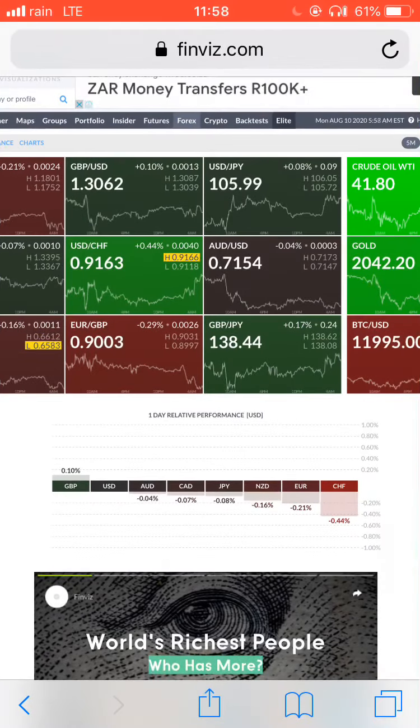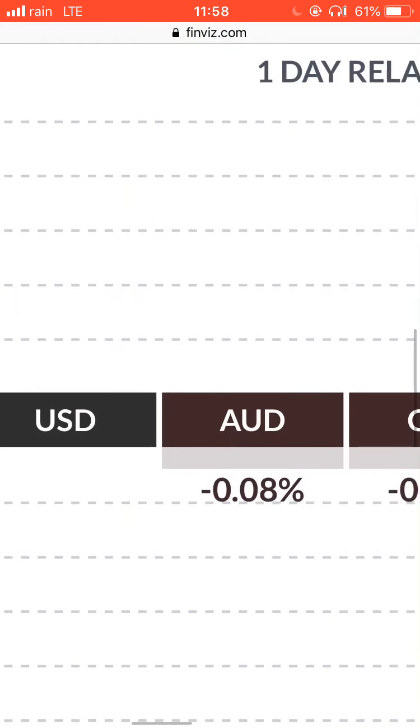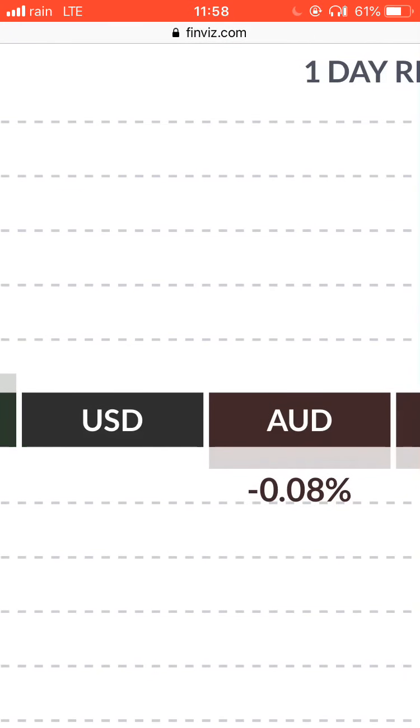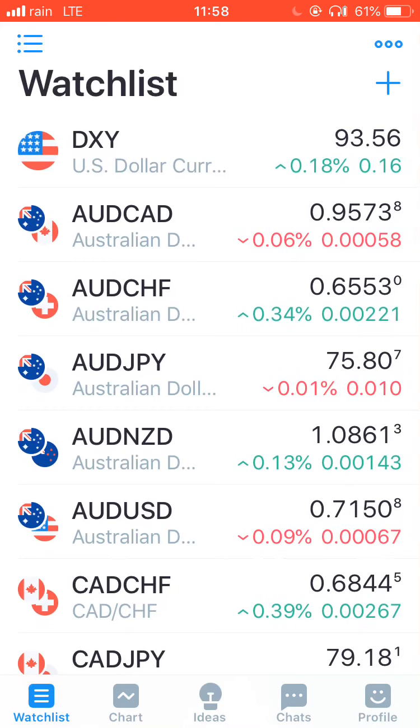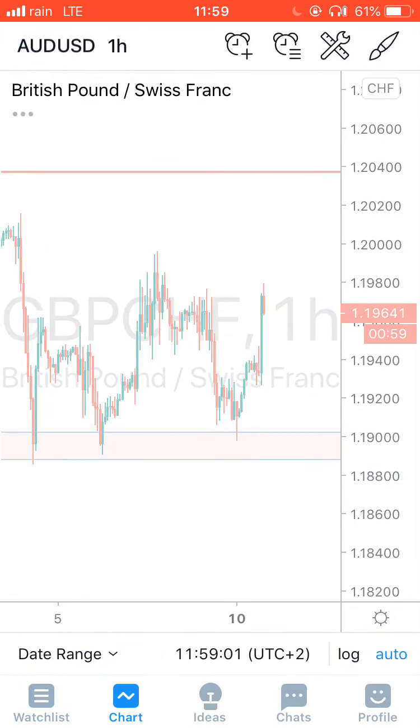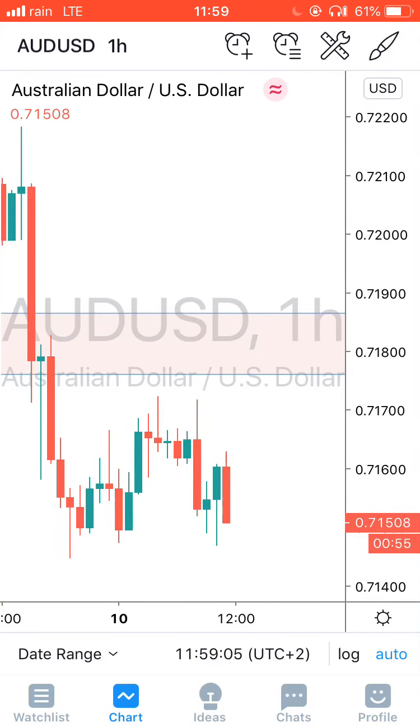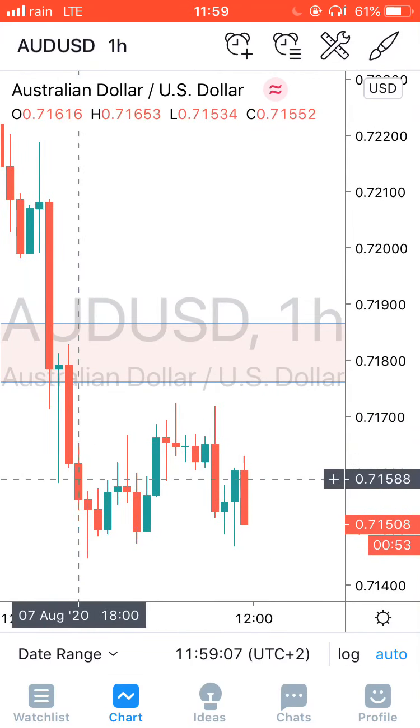Now, if I go back to FinViz and, for example, I want to trade AUD USD, we can see that they're relatively close to each other. Since AUD and USD are relatively close together, what do we expect? We expect to see this market in some sort of range or sideways movement. Why? Because those two currencies are almost equally matched in terms of strength for the past 5 minutes. And there we have it, we can see that AUD USD is in this range.